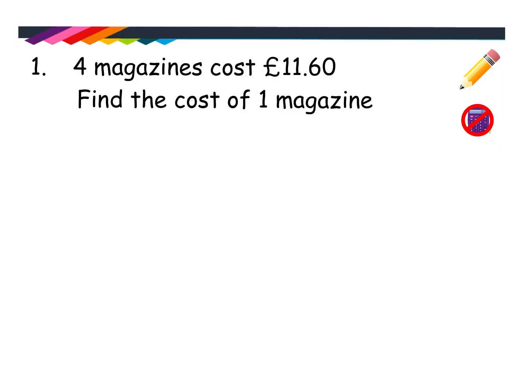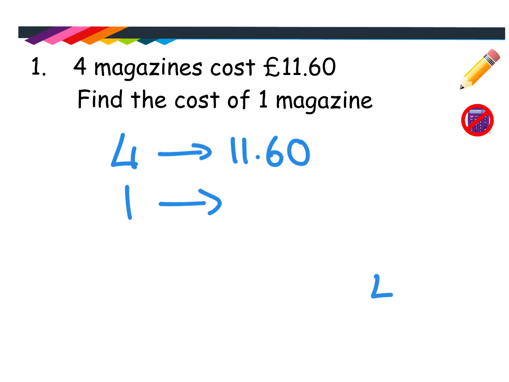So if 4 magazines cost £11.60, we have to find the cost of 1 magazine. So what we've got is we know that 4 magazines cost £11.60. We want the cost of 1 magazine. So we're going to divide by 4. So I'm going to do a wee sum at the side.